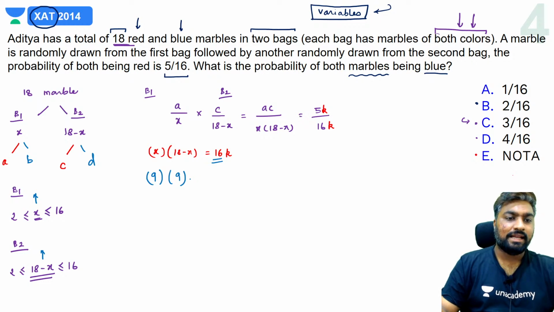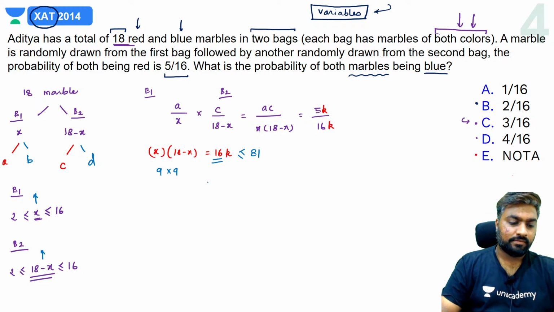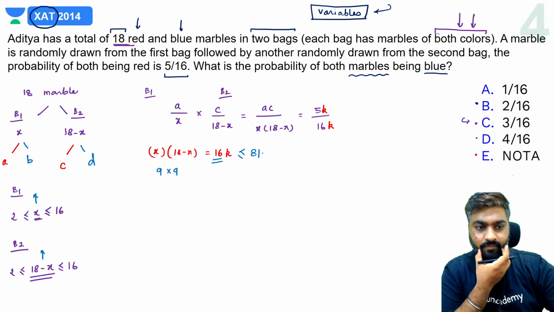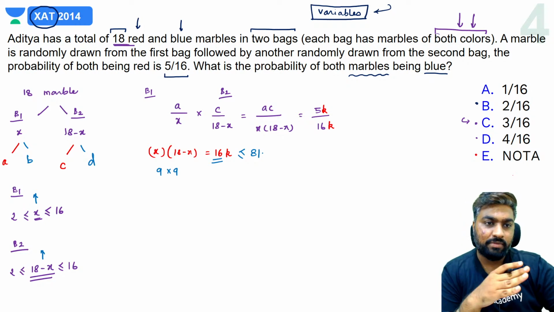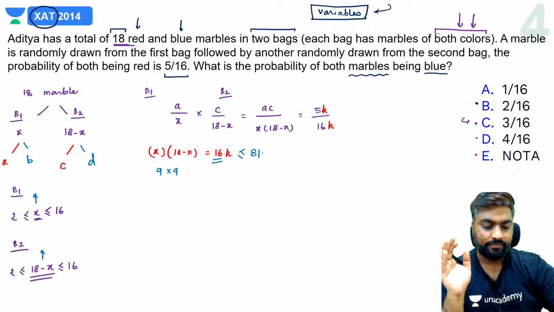Which has to be what? This has to be less than. So this is the maximum value, right? 9 into 9. So can I say 16K will be less than or equal to 81? Yes or no? 16K has to be less than or equal to 81. That's the limit. इसके ऊपर जाने की जरूरत है नहीं. दोनों को मैक्सिमम रखना है, मैक्सिमम इज 81, इसके बियॉन्ड नहीं जाएगा, है ना?